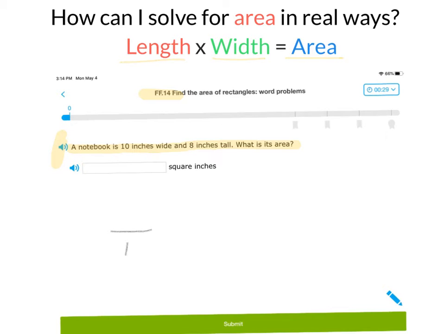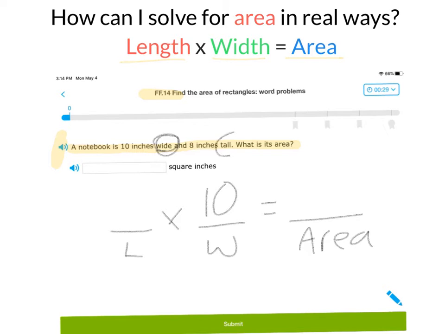Well, as we know, length times width equals area. So I'm going to pay very close attention to this problem. A notebook is 10 inches wide. There's my width, 10, and 8 inches tall. As we know, length means a measurement up and down, or how tall something is, or what something's height is. So my length is 8. Now I just have to solve 8 times 10.